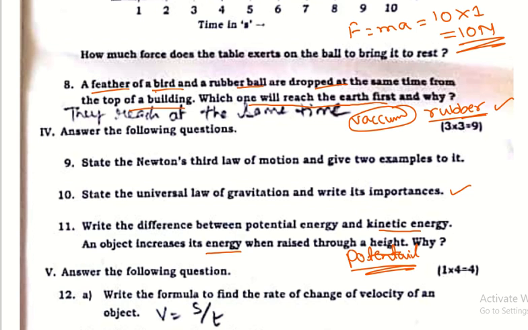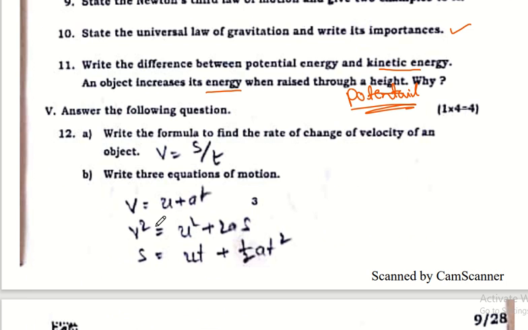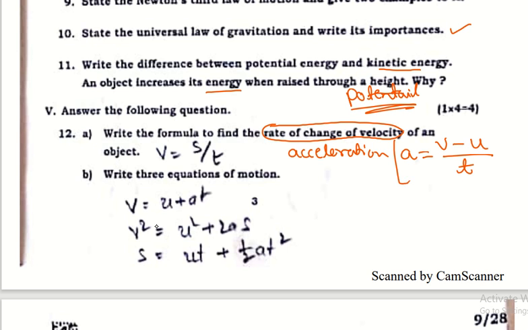And answer the following questions. 12th one, write the formula to find the rate of change of velocity. Here the rate of change of velocity means acceleration. We have to write the formula for acceleration. Acceleration is equal to final velocity minus initial velocity divided by time taken. This is the formula you have to write here.